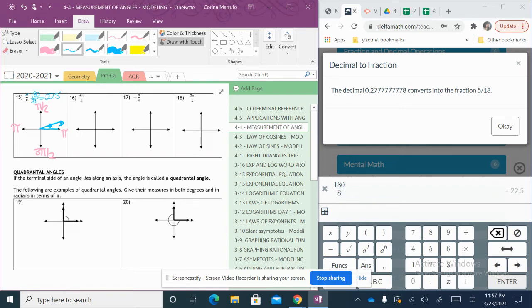All right, the next one, number 16, 4 pi over 3. Okay, I'm going to do the same thing like we did on the last problem. So first we'll do it in radian measures. That's pi over 2.